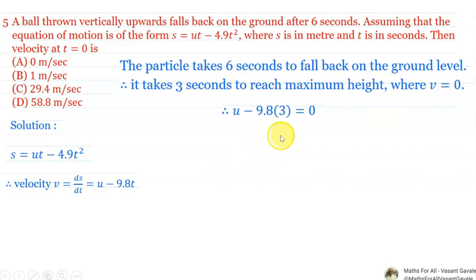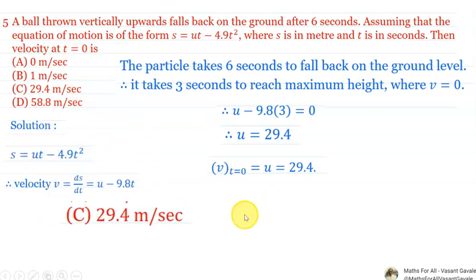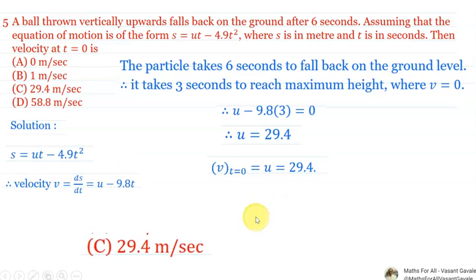Therefore, if we substitute the value of t is 3, then its velocity is 0. Therefore, u minus 9.8 into t is equals to 0 at t is equals to 3. Therefore, u minus 9.8 into 3 is equals to 0. And then you will have the value u is equals to 29.4. What about the u? u is the initial velocity when the time t is equals to 0. And hence option C हा या ठिकाणी कसा आहे तर तो correct आहे.